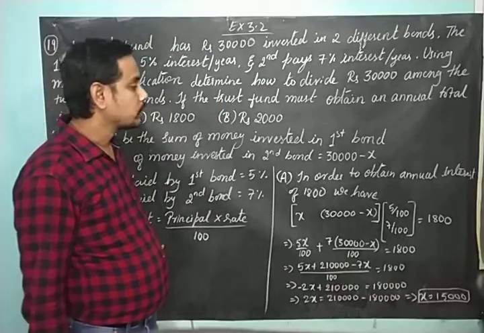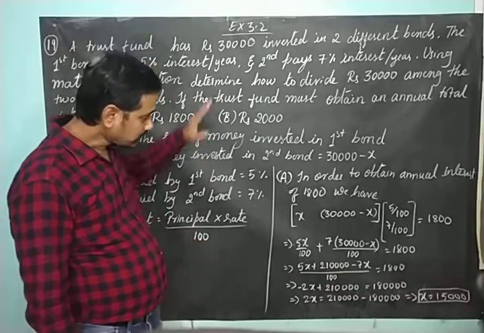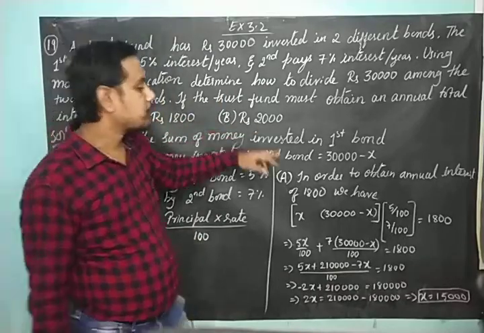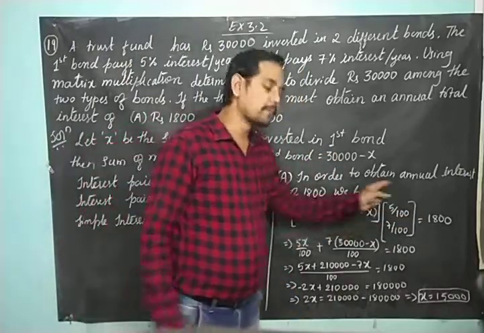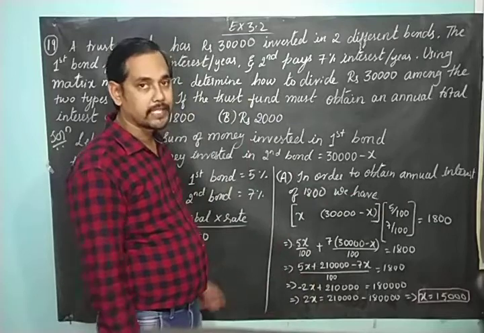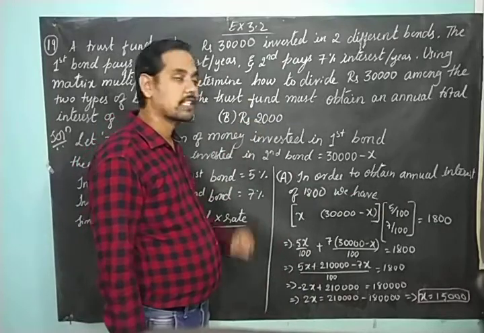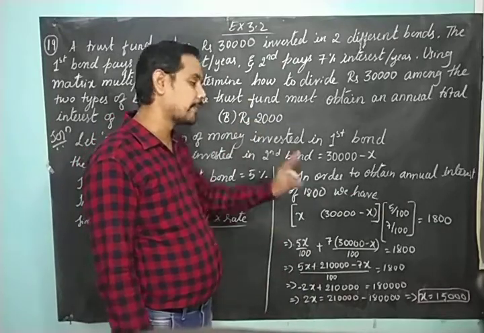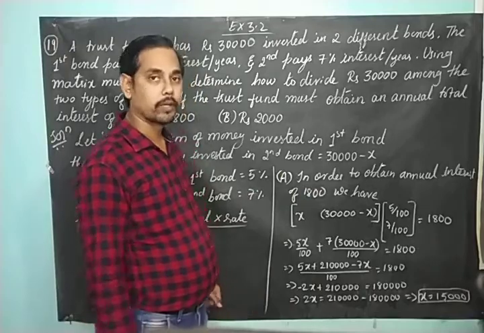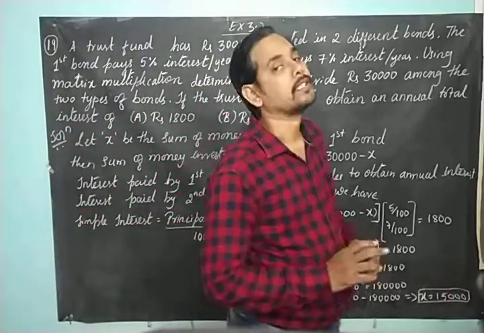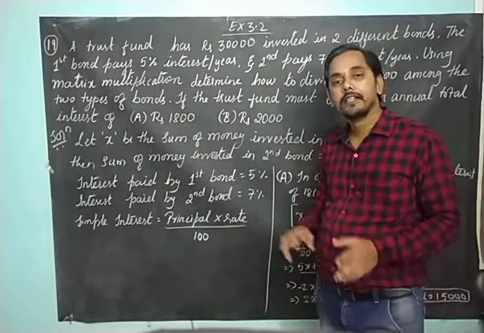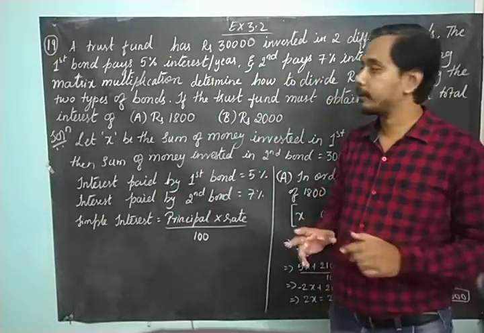Is that clear? So what you should do is, the first one I have solved, for the second one you just replace 1800 by 2000. The LHS part will remain the same, but just replace 1800 by 2000 rupees. Whatever answer you get, comment it in the comment box. If you get any difficulties, you can comment that also. I'll get back to you.